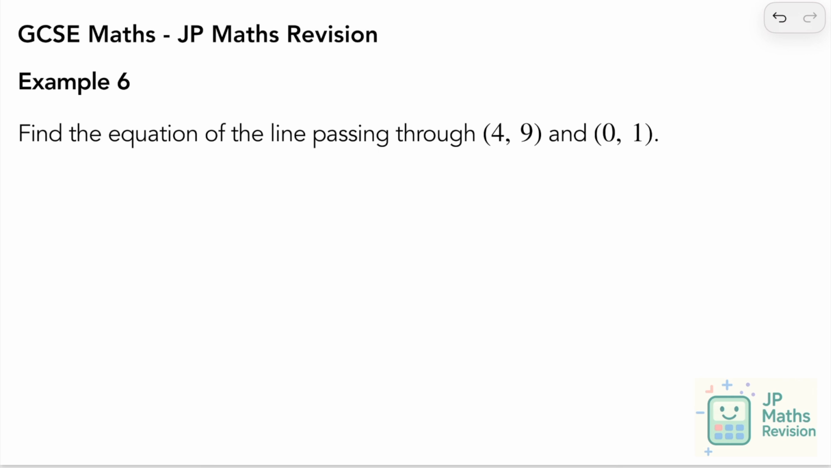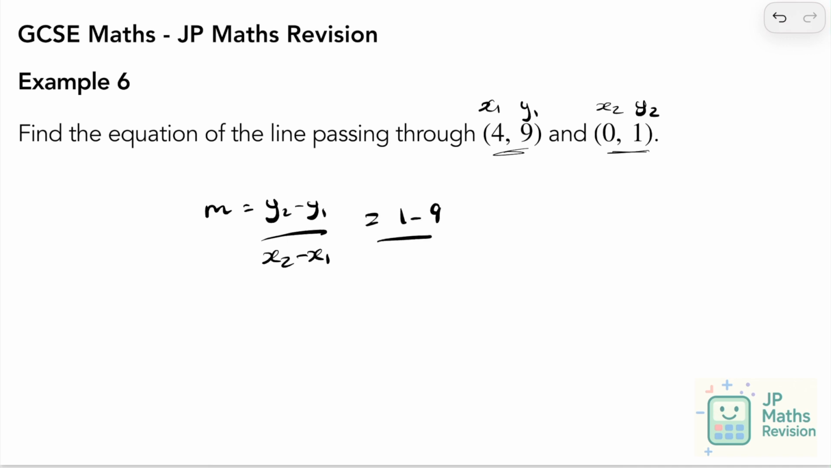Here's another example. It says find the equation of the line passing through (4, 9) and (0, 1). This time we just have 2 points, so the first thing we need to do is work out the gradient between them. If I call this one x1 and y1 and this x2 and y2, I'm going to work out the gradient by doing y2 minus y1 over x2 minus x1. So that's 1 take away 9 over 0 minus 4. 1 take away 9 is minus 8, and 0 take away 4 is minus 4. Minus 8 divided by minus 4 is 2. So the gradient here is 2.